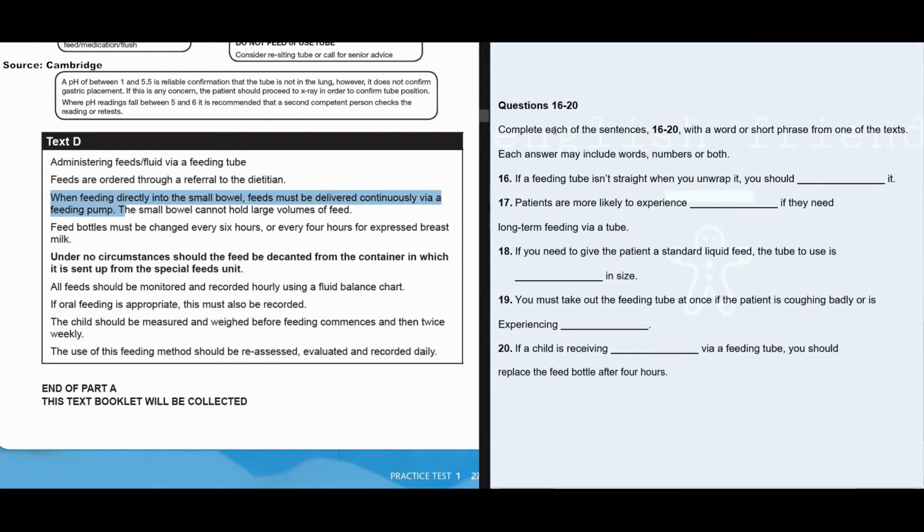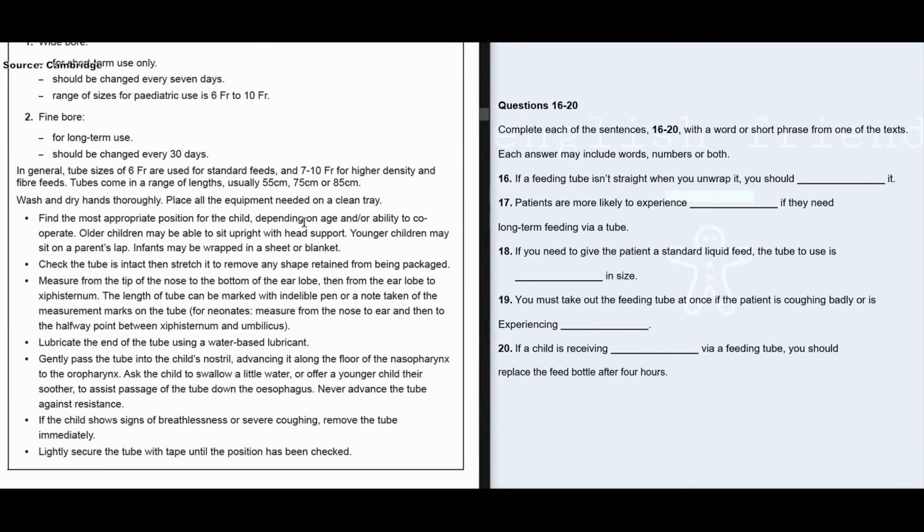Now question 16 to 20. Complete each of the sentences 16 to 20 with a word or short phrase from one of the texts. Each answer may include words, numbers or both. Question number 16. If a feeding tube is not straight, when you unwrap it, you should dash it. The answer for this question can be found in text B. Here in the second bullet point, check the tube is intact, then stretch it to remove any shape retained from being packaged. The idea of being packaged is actually given by the term unwrap in the question. So the answer for question number 16 is stretch.